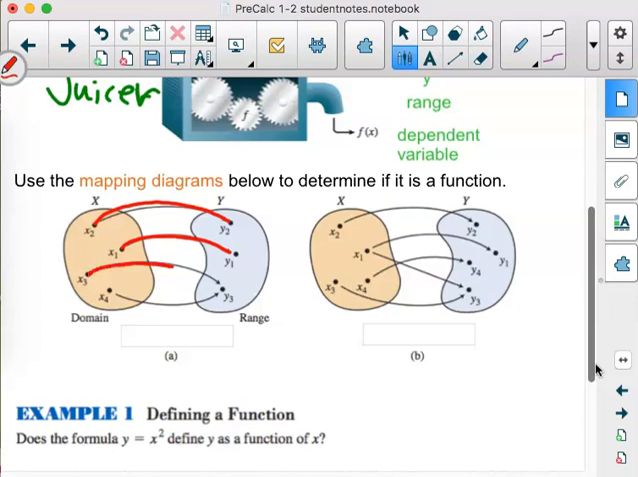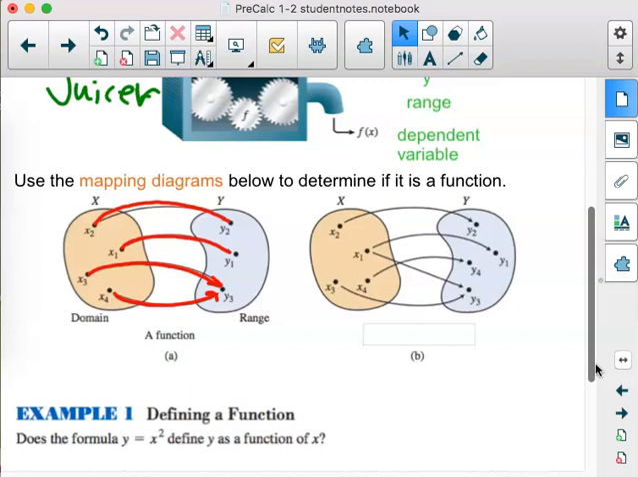Then x sub 3 maps to y sub 3, which is one output, and x sub 4 maps to y sub 3, but that is still just one output. So this is a function. For every input, there's exactly one output.